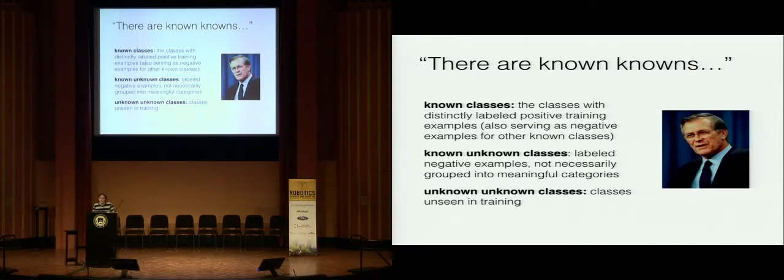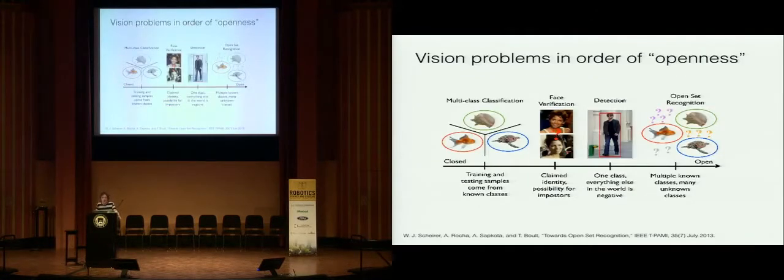What do we do with those? Is this a real problem for us, or should we just eschew the whole thing like we've been doing thus far, mostly in computer vision and robotics? Let's think about vision problems in order of this term openness, meaning how much unknown stuff are we going to see as inputs come into the system.